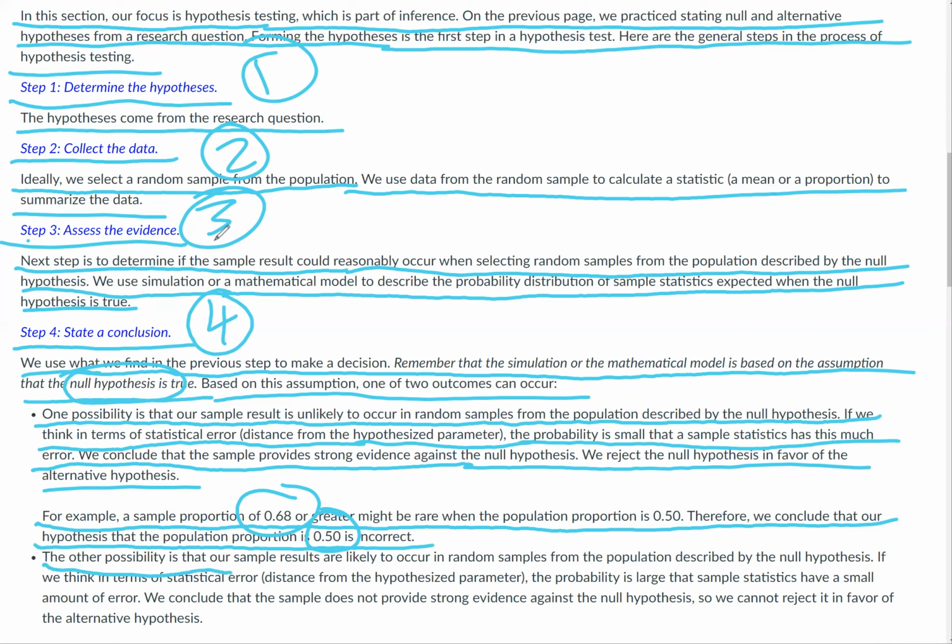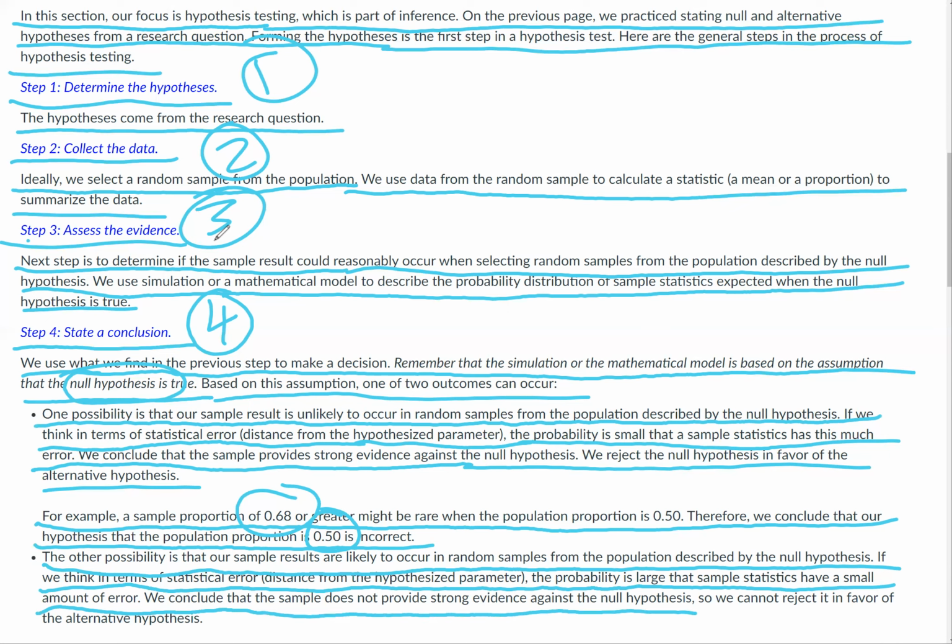The other possibility is that our sample results are likely to occur in random samples from the population described by the null hypothesis. If we think in terms of statistical error, the distance from the hypothesized parameter, the probability is large that the sample statistic has a small amount of error. We conclude that the sample does not provide strong evidence against the null hypothesis, so we cannot reject it in favor of the alternative hypothesis.